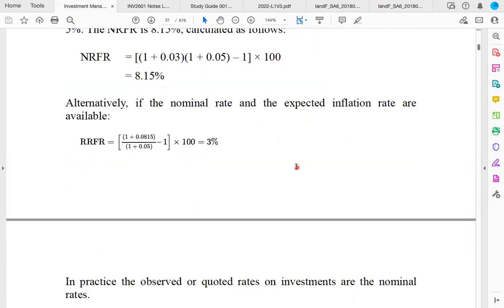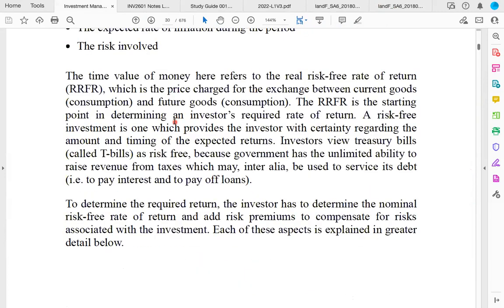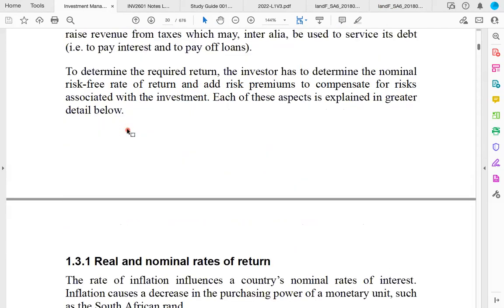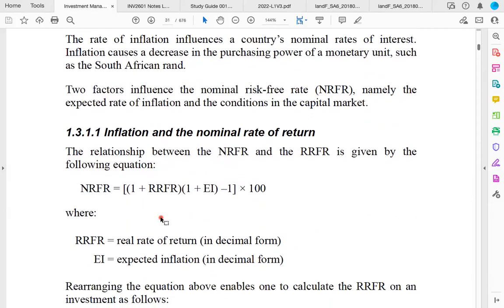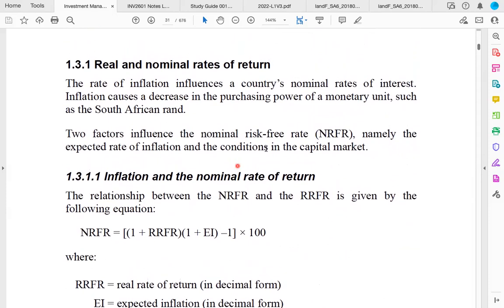In the prescribed textbook, they do talk about the nominal rates of return. Here we go. They talk about the risk-free rate of return. Don't worry about that. Let's come here: the real rate of return, expected inflation, nominal. Let's look at it this way. Here they say that the rate of inflation influences a country's nominal rates of interest. Inflation causes a decrease in the purchasing power of a monetary unit, such as the South African rand. Two factors influence the nominal risk-free rate.